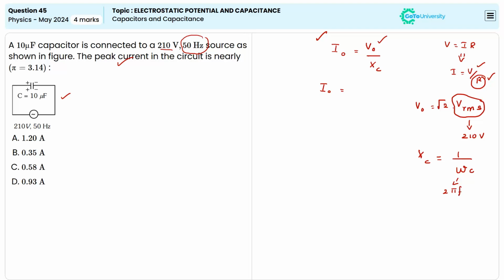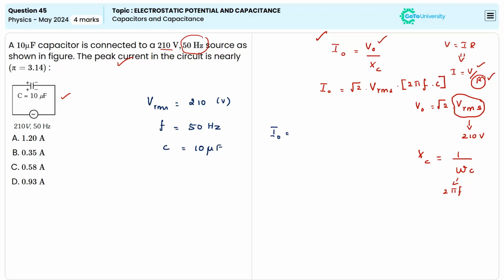So when we are rearranging the equation, I naught will be equal to root 2 times VRMS times 2 pi nu times C we will get. Now we can apply the values because VRMS is equal to 210 from the figure, whereas the frequency from the battery is 50 Hz, whereas C is given as 10 microfarad in the diagram. So now we can apply all the values.